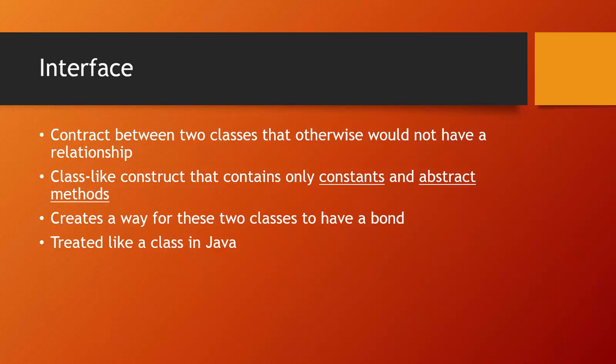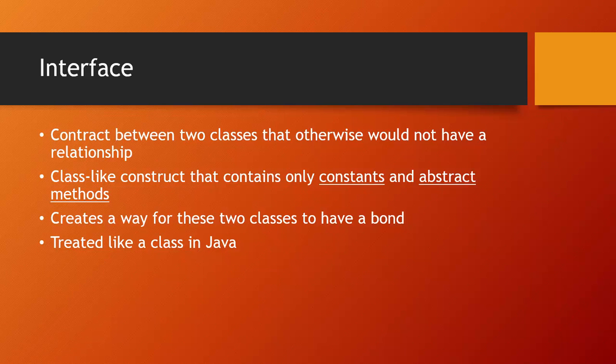An interface is a lot like a class, but it's a little different. An interface is really a contract between two classes. So if I have two classes that wouldn't normally have a relationship, like maybe a circle and a square. They're both shapes, but they really aren't related other than that. We maybe calculate their areas differently. We might calculate the perimeters a little differently. We're going to look at that as an example in one of your exercises. An interface is really a construct, and it only contains constants and abstract methods.